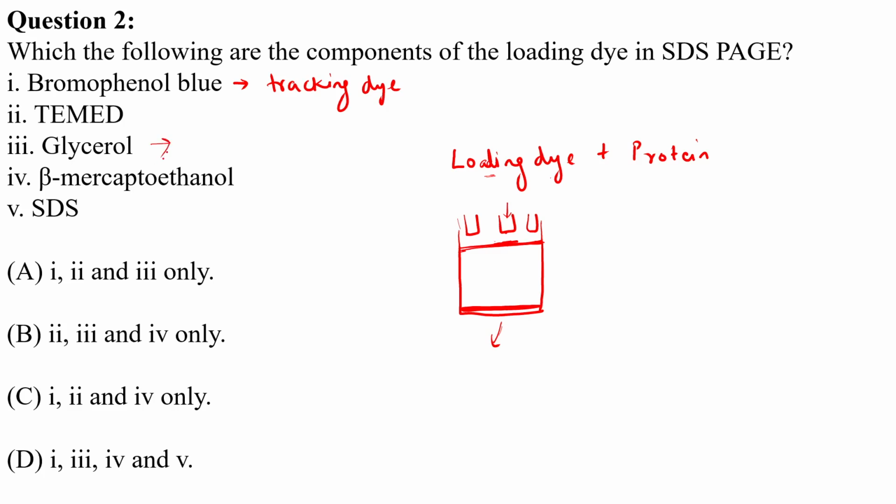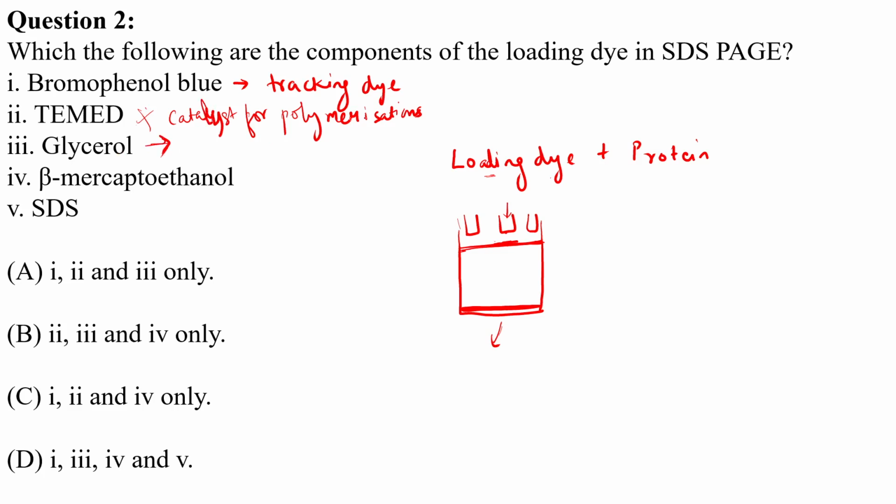Then we have glycerol. Where do we add TEMED? We don't add TEMED in loading dye. We add TEMED during the polymerization of the gel. TEMED acts as a catalyst for polymerization. Okay, now glycerol.